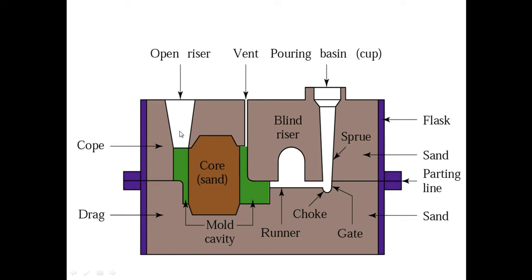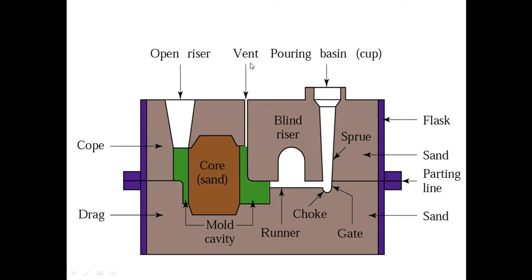The other purpose of this riser is, during solidification the volume of the molten metal gets reduced, and this will result in shrinkage of the casting. In order to compensate for this shrinkage of the casting, the molten metal which is filled in the riser will be helpful. It will compensate for that. Also this blind riser does the same thing here.